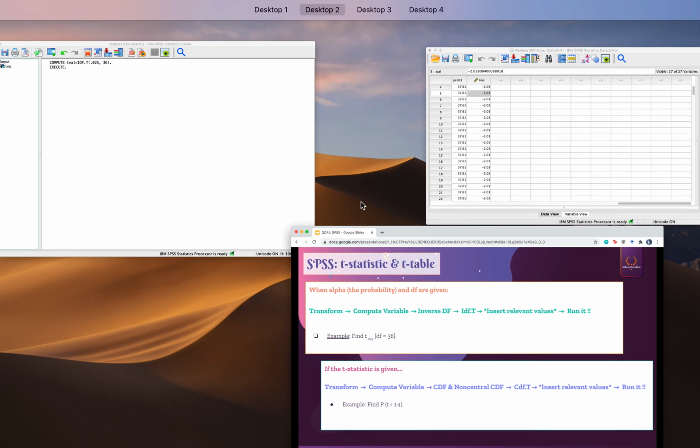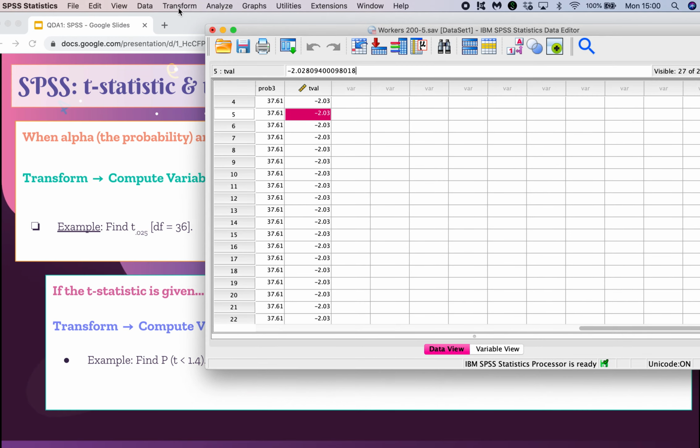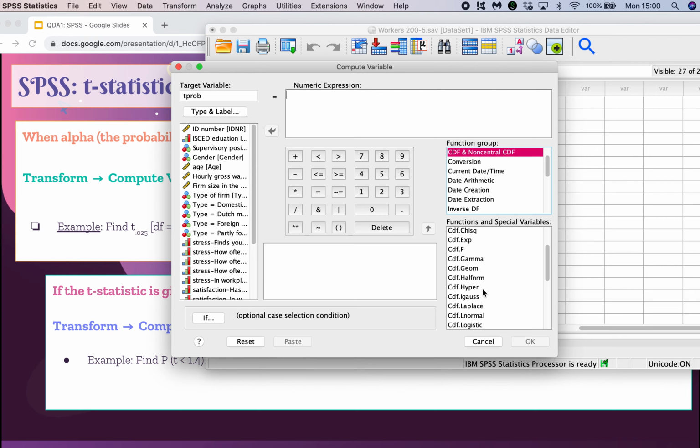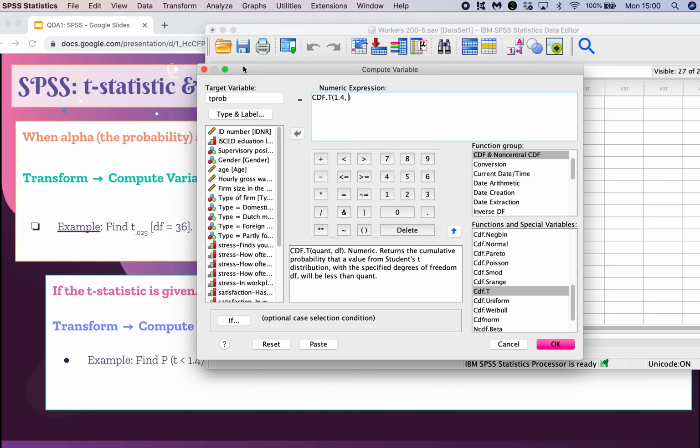So in this case, we are trying to find the probability that t is less than 1.4. So we go to Transform, Compute Variable as always, and this time we're trying to find a t probability, so t_prob. Instead of IDF.t, we need to go back to CDF and scroll down until we find CDF.t. So again, this is a t distribution, and we have quantity this time and degrees of freedom. Let's say now our quantity is 1.4, and our degrees of freedom we keep the same as the first example, 36.